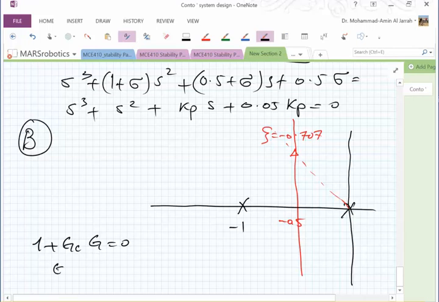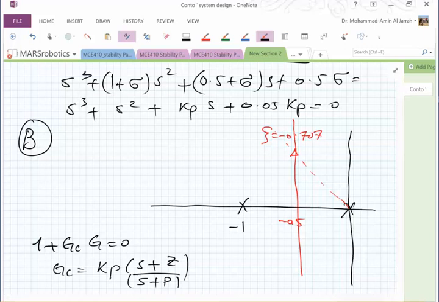GC I write as KP times (S plus Z) over (S plus P). So I'm using a pole and a zero. Why am I using a pole and a zero? To cancel another pole, so I want the asymptotes not to change. I want only 2 asymptotes, so I want the asymptotes to be similar.